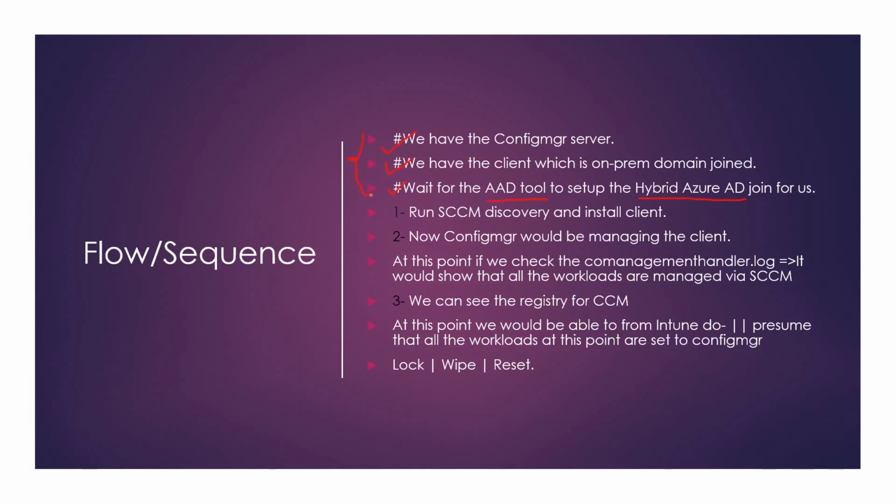Now, let's say that we had a fresh device. The device was joined to the on-prem domain and the device did not have the SCCM client. The SCCM server was already in place and the device was hybrid Azure AD joined. So we are talking about a scenario of co-management wherein the device is first going to be managed via SCCM and then it is going to be enrolled via Intune. The first thing the SCCM admin will do is run an SCCM discovery. Once he does that, he can then push a client installation from the SCCM console.